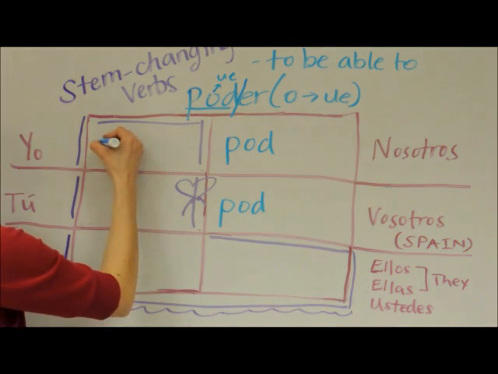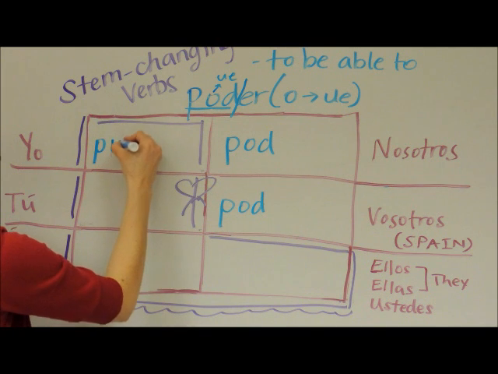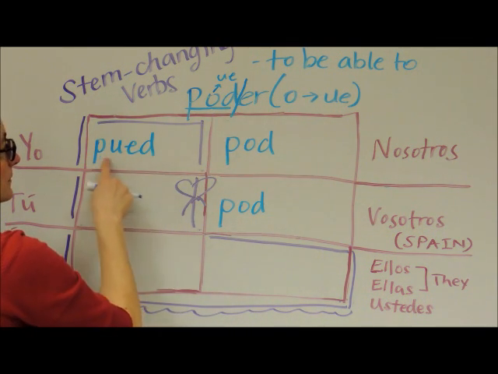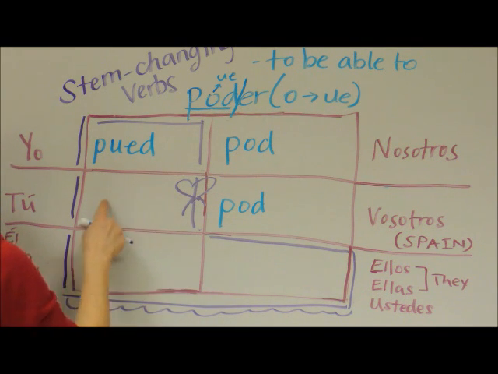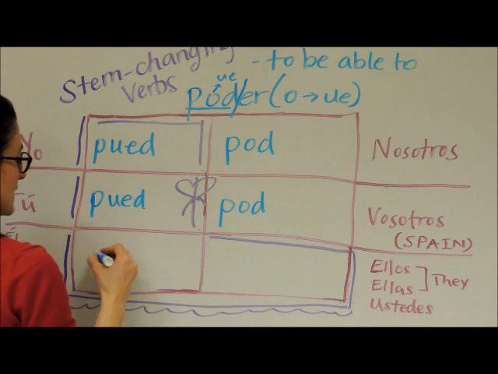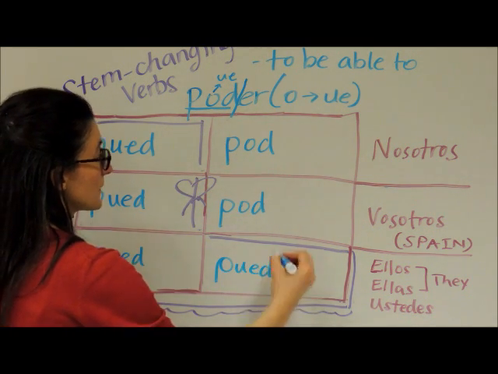So let's do that. It starts off with P, and when we get to the O, we're going to put the UE in its place, then ED. So PUED. Let's go ahead and populate each of these boxes with that: PUED, PUED, and PUED.